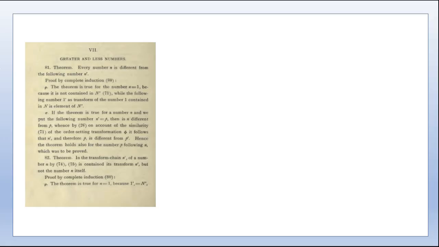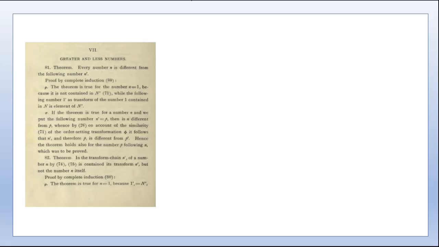So remember what the notation is here. N primed is the transform of n. So n is a number, so it's a part of this simply infinite system, uppercase N, and n primed is the transform of n. So the transformation would typically be denoted using phi, for example, and phi would be a similar transformation. So this is in line with definition 71.